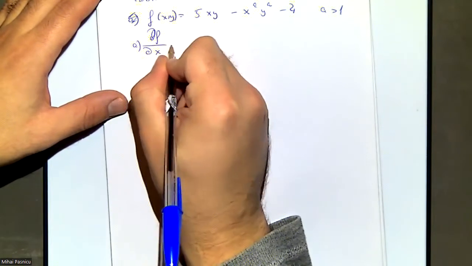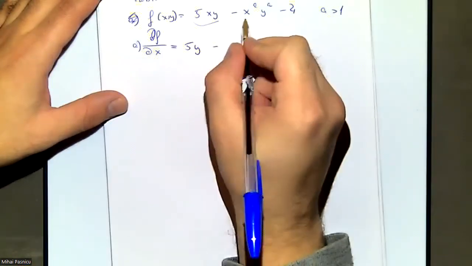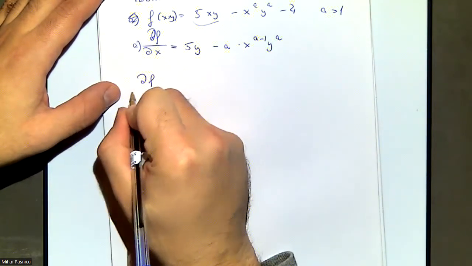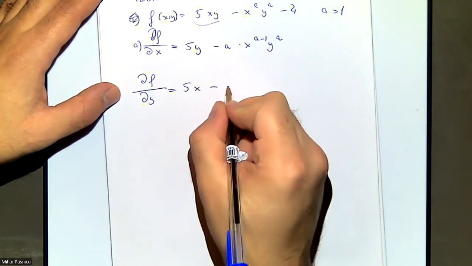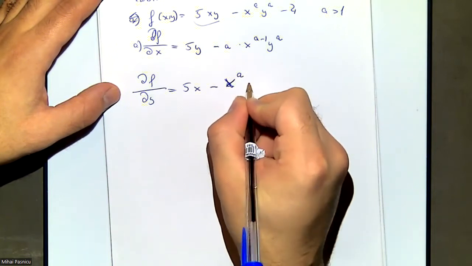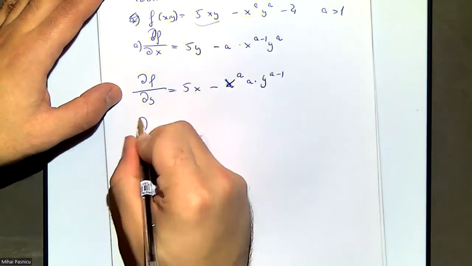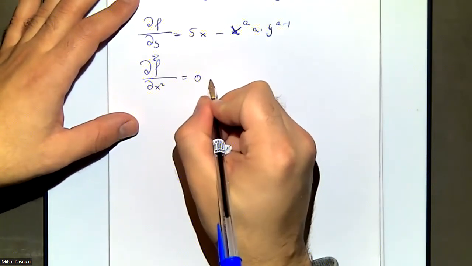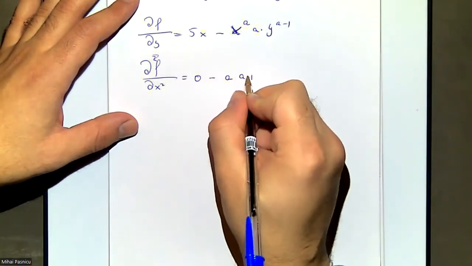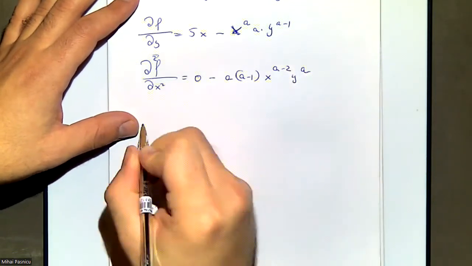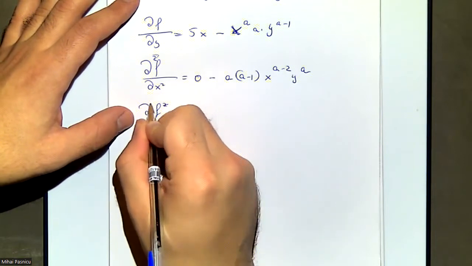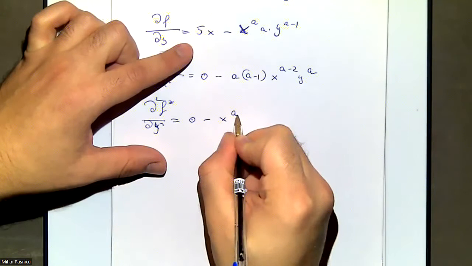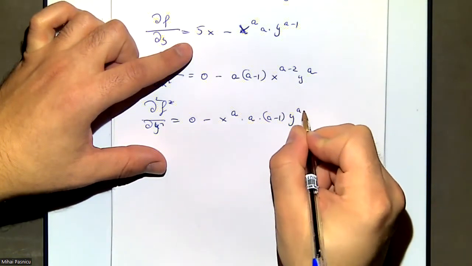Derivative of f with respect to x is just equal to 5y minus the derivative of an exponent, pretty clean. With respect to y it equals 5x minus a times x to the a, y to the a minus 1. The second derivative with respect to x squared is 0 minus a times a minus 1, x to the a minus 2, y to the a. And with respect to y squared, it is 0 minus x to the a times a times a minus 1, y to the a minus 2.